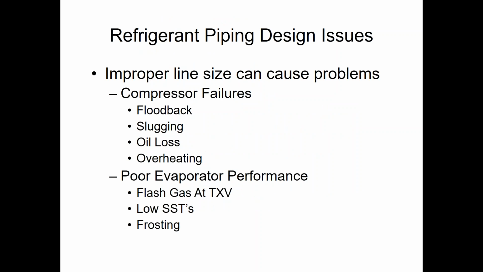Improper line size can cause floodbacks, slugging from oil, slugging from liquid refrigerant, loss of oil, overheating of the compressor if our pipe sizes are undersized, poor evaporator performance, flash gas at the TXV or metering device, and low saturated suction temperatures. Just all kinds of things can arise from piping that's incorrectly sized or routed.